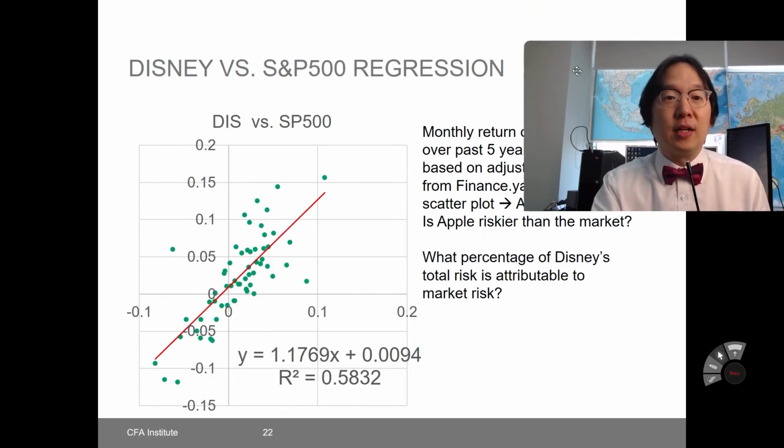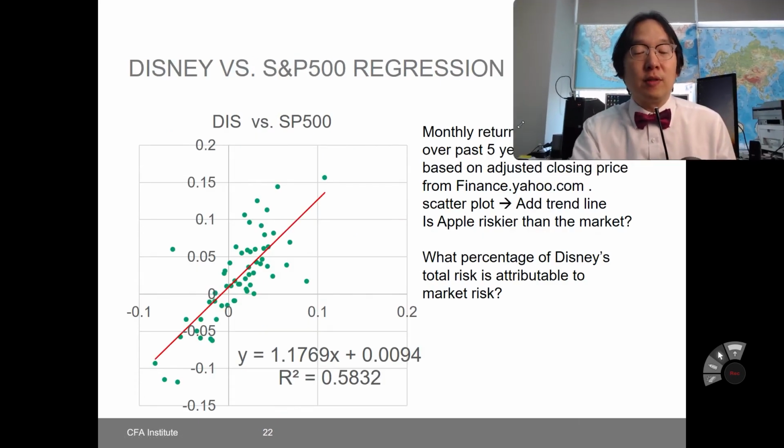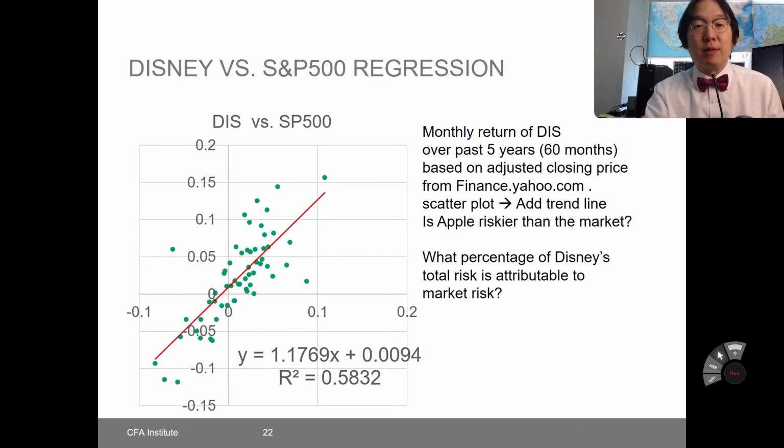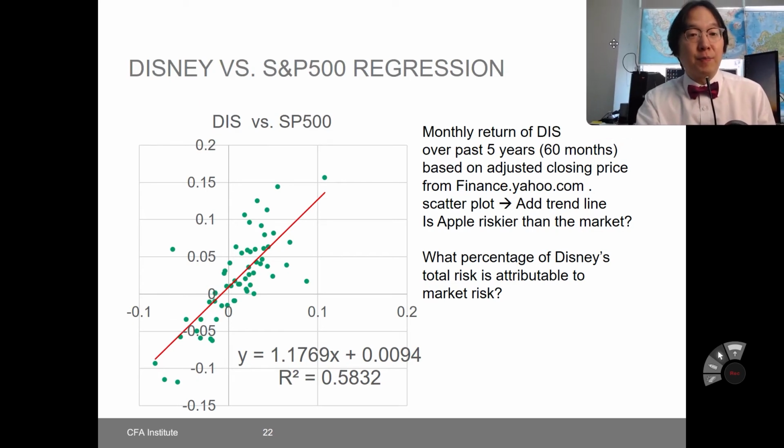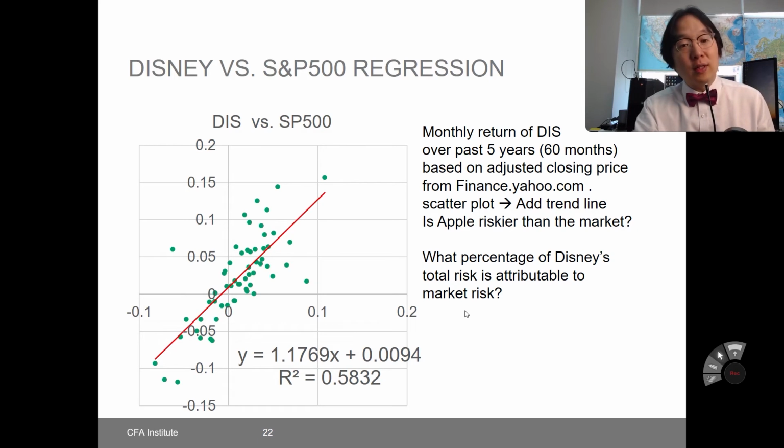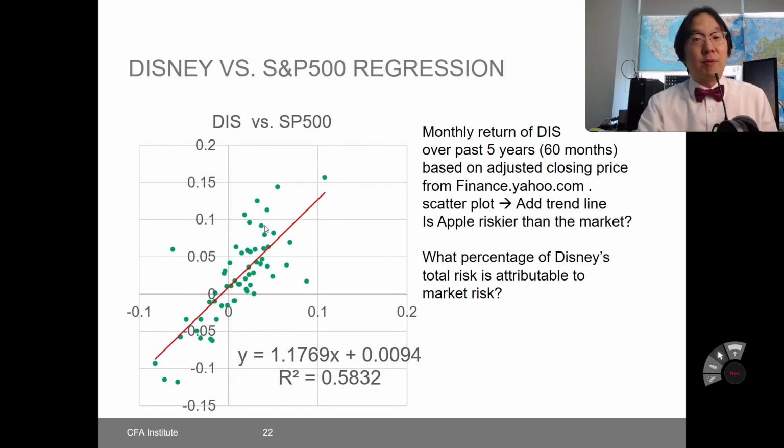Then Disney, here's Disney, Walt Disney's stock return regressed upon S&P 500. So what you see on the horizontal axis is the return on S&P 500 index, month by month, 60 months data. And what you see on the vertical axis is the monthly return of Disney for each time point, okay? You know how to generate this scatter plot and then the regression line based on that.